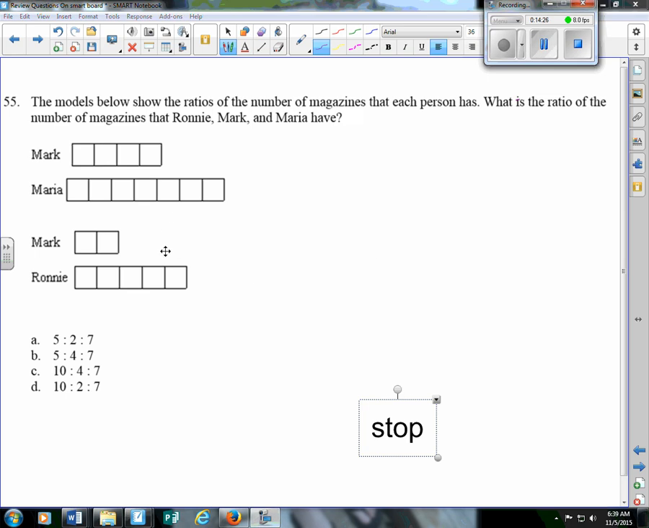Okay, the trick here is that we have to look at Mark. Mark has 4 here, but then Mark has 2 here. So if we wanted to make it all the same, we would have to double up Mark just to make sure that it was all equivalent. So if we double up Mark, we got to double up Ronnie. 1, 2, 3, 4, 5. So I'm just going to put 1, 2, 3, 4, 5. And that's going to come out to 10 to 4. And then 1, 2, 3, 4, 5, 6, 7. Again, you had to double it up.